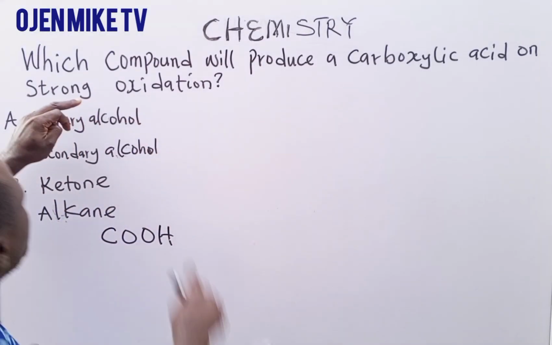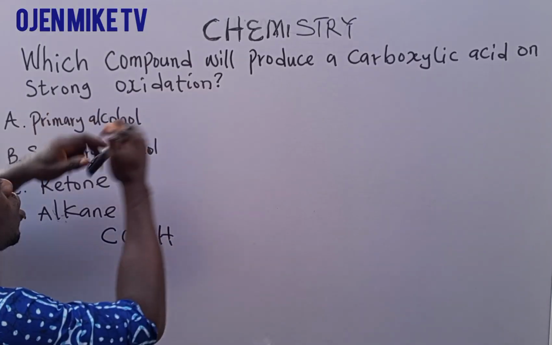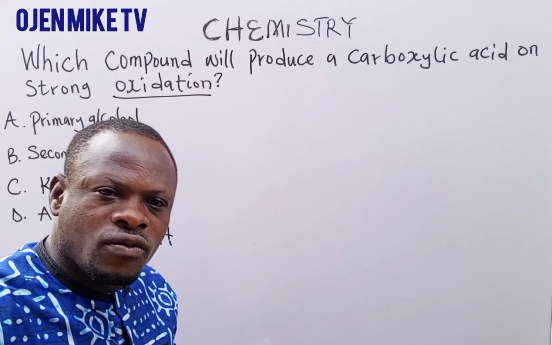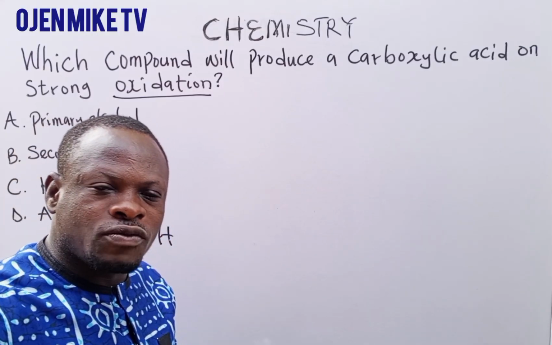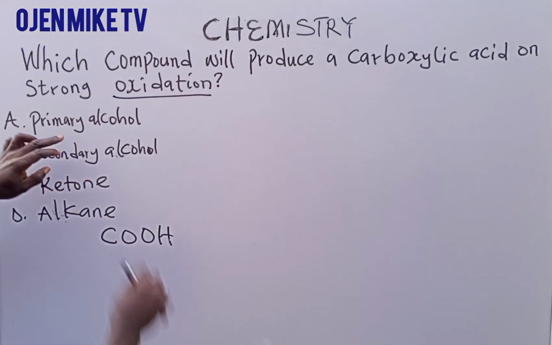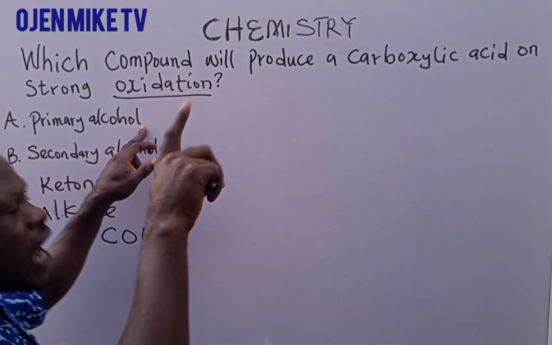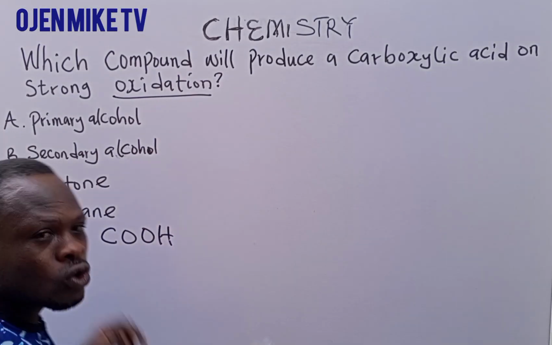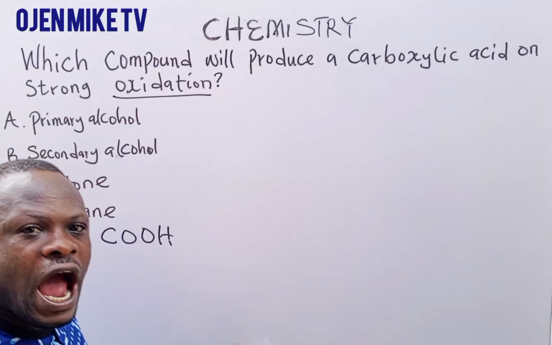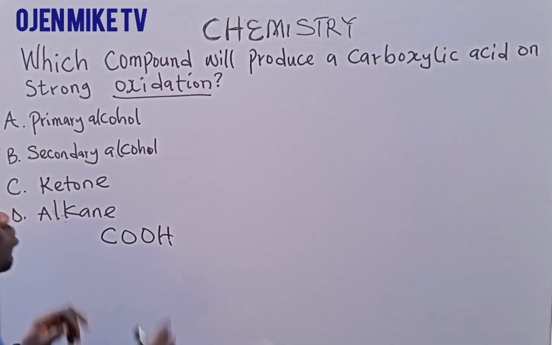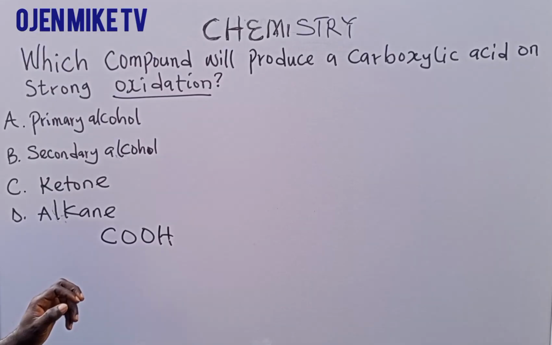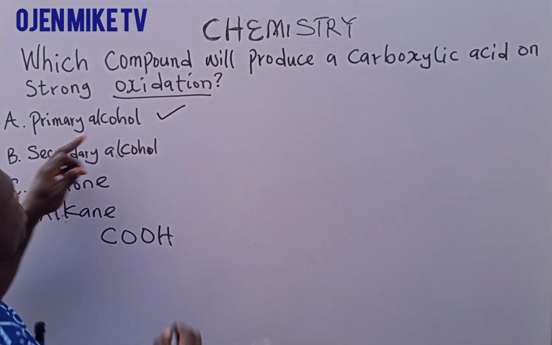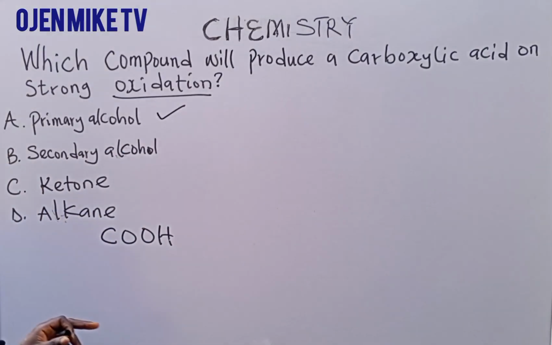Now, what do you understand by the word oxidation? Oxidation simply means addition of oxygen and removal of hydrogen. Now we are going to identify which one you can remove hydrogen from and add oxygen to, to make this functional group. Let's go to the first one. Before going to the first one, the answer is primary alkanol. But let me start from this one and explain.